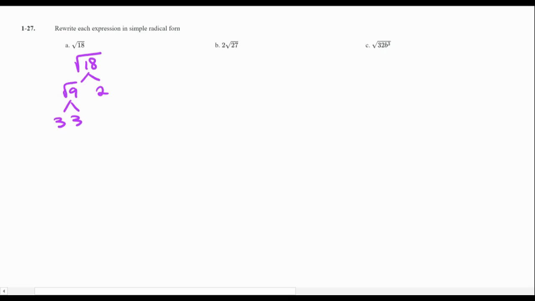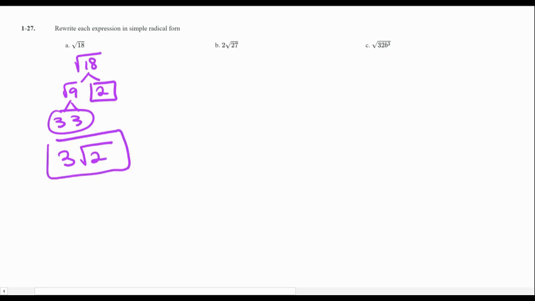Because really the square root of 9 is just 3. So when I see these two 3's here, I can pull one of those 3's on the outside. Whatever is left over is left on the inside. So in this case here, the simplified version of the square root of 18 is 3 root 2.